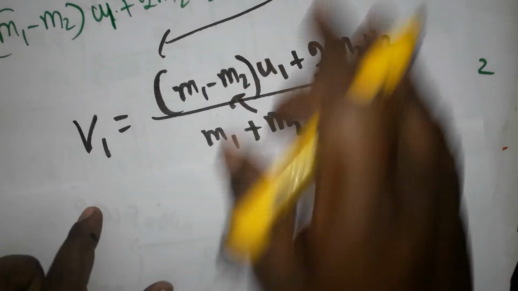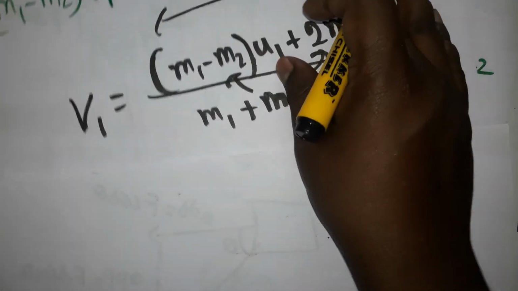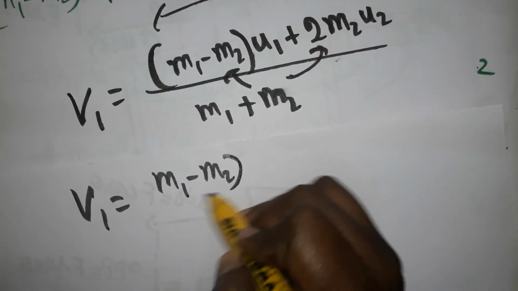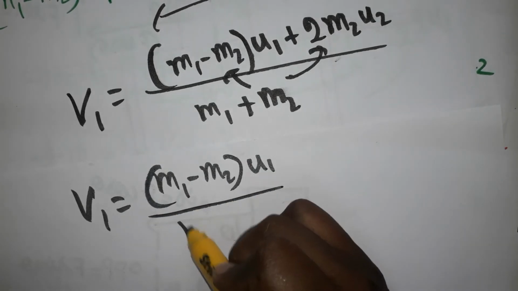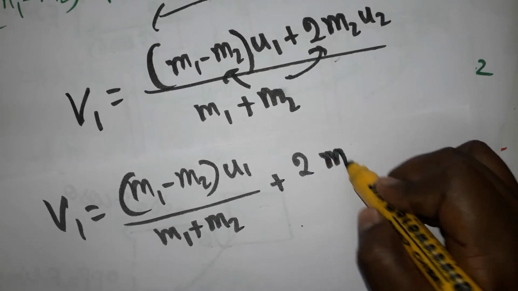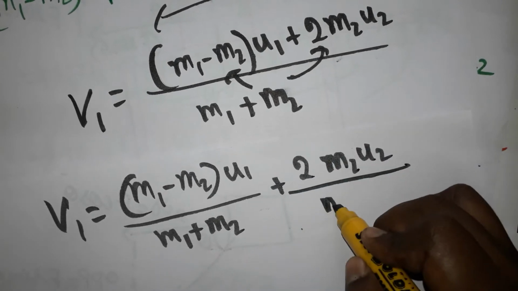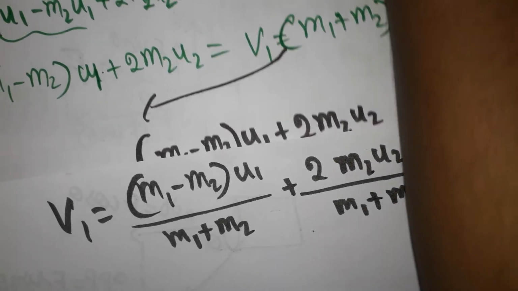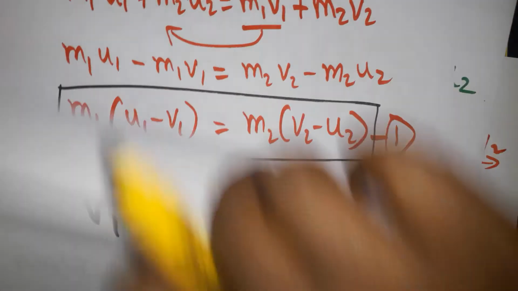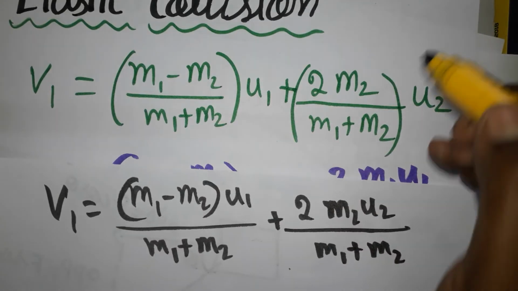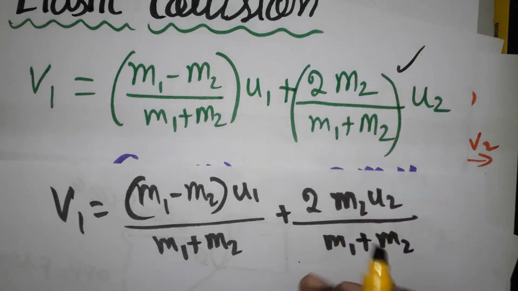So right now we get the v1 value. v1 is equal to (m1 minus m2) u1 divided by (m1 plus m2), plus 2 times m2 u2 divided by (m1 plus m2). We got the first equation. So in elastic collision we got the first equation. See here, we got the first equation, simple.